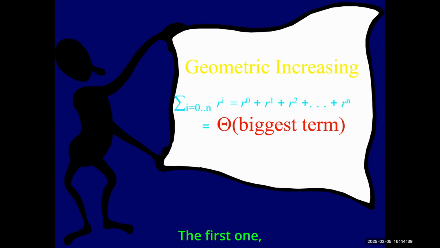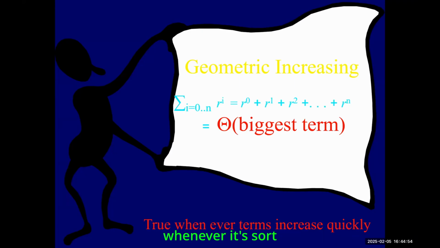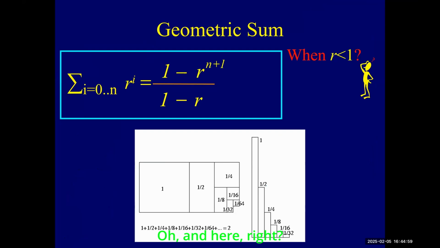The first one, right? When r is less than 1, then they're shrinking. So this is true whenever it's sort of growing fast. And here, what's the sum of 1 plus a half plus a quarter? It sums up to pretty much 2, and that's where the biggest term is the first one. So it's big O of the first term.